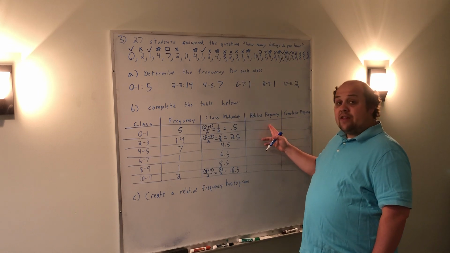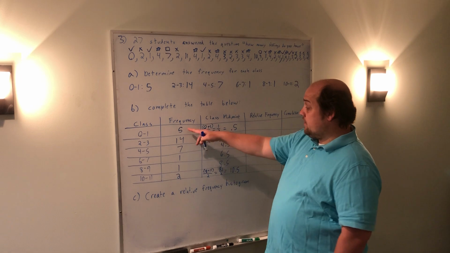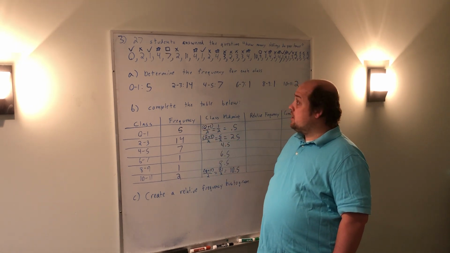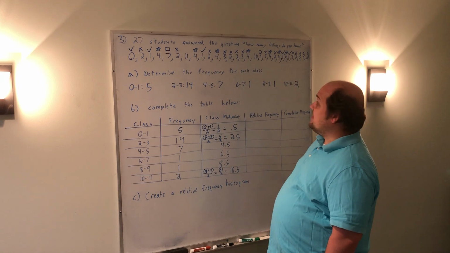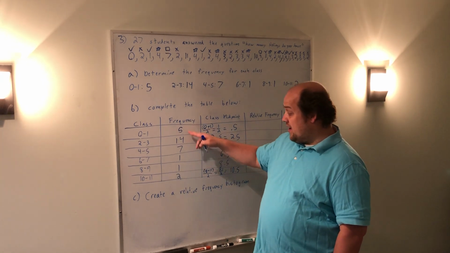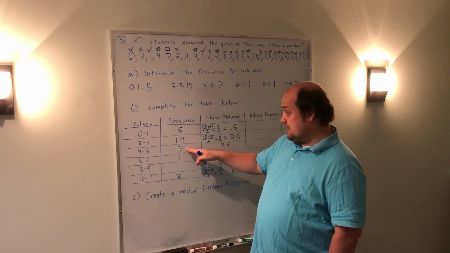Our formula for relative frequency is we need to take the total number of data points, take the frequency in that class, and divide it by that total number of data points. We were told that there were 27 students. That said, you always just like to check at this point. 5 plus 14 is 19, plus 7 is 26.